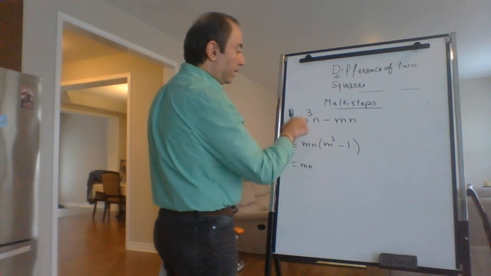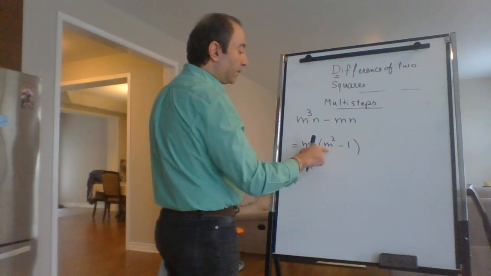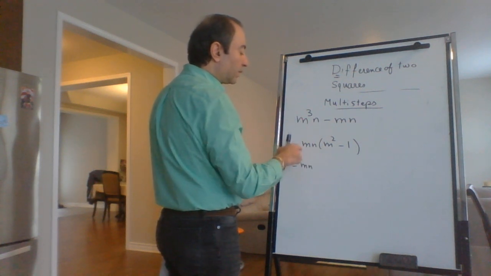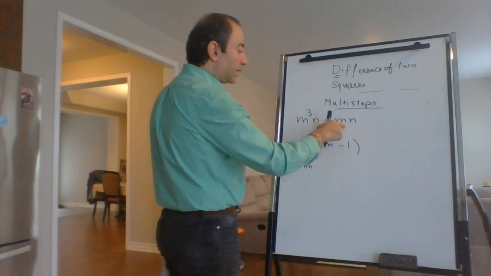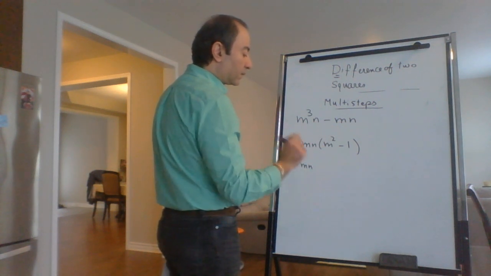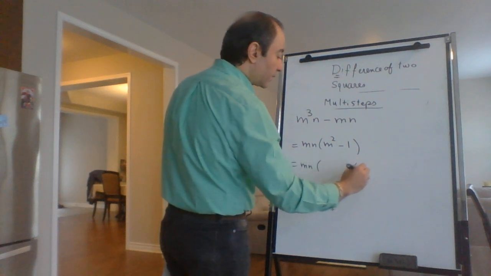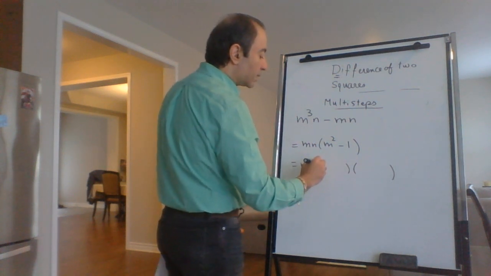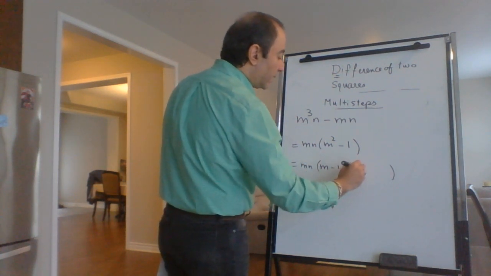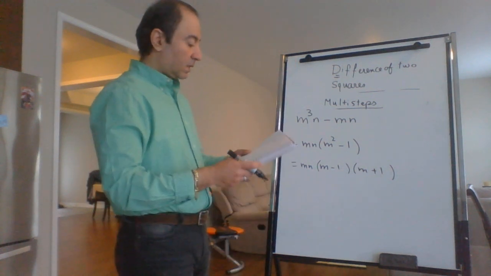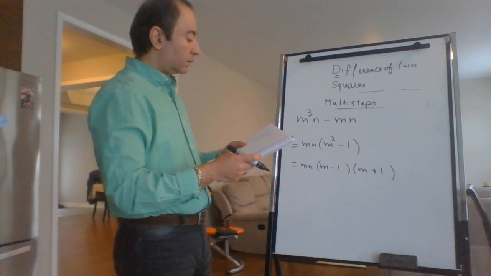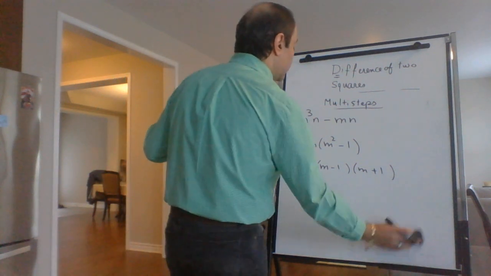So m cubed divided by m is m squared. N divided by itself is 1. Then mn divided by itself is 1. Now we factor this as difference between two squares. So m minus 1, m plus 1. I don't know, we can do one more. Yeah, okay.